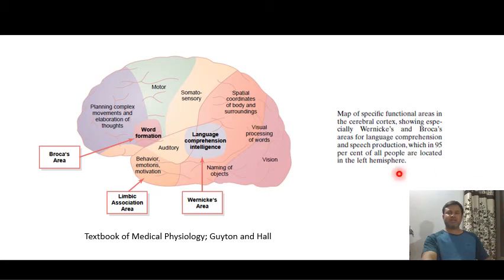So this is the structure of the cerebral cortex, where I have shown three important regions: Broca's area, which is present in the frontal region and is responsible for word formation. Second is the Wernicke's area, which is the understanding area and is present between the parietal and temporal regions. And this is the limbic association area. It is present in the temporal region, and it is responsible for behavior, emotion, and motivation. So sometimes it is also called the reward area.